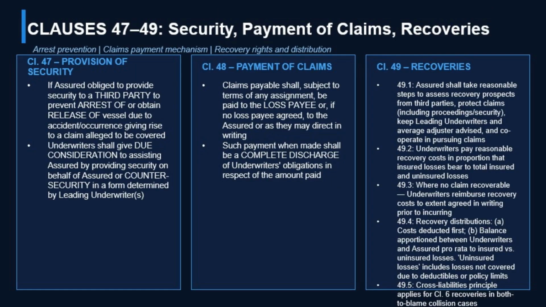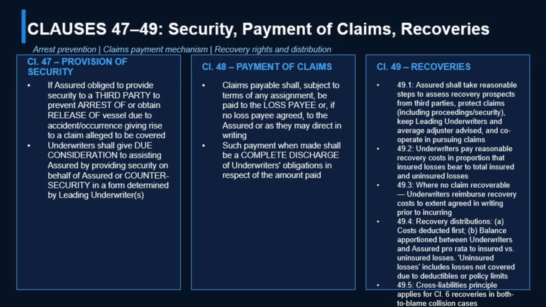Clause 47 deals with provision of security. If a third party threatens to arrest the vessel following an incident, underwriters may assist by providing security or countersecurity. Clause 48 concerns payment of claims. Claims are paid to the agreed loss payee or directly to the assured. Once payment is made, the insurer's obligation for that amount is discharged.